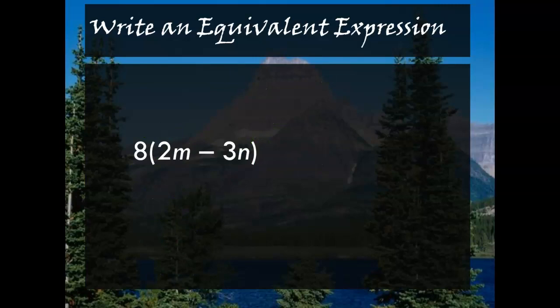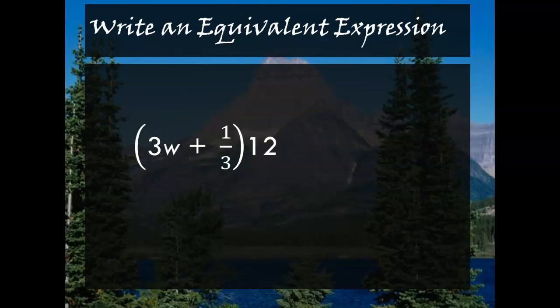In this example, we will multiply 8 times the quantity 2m minus 3n. Even though we have two variables and it is subtraction inside the parentheses, the distributive property works the same. We will multiply 8 times each term inside the parentheses to get our equivalent expression. 8 times 2m is 16m, and 8 times 3n is 24n. Our equivalent expression is 16m minus 24n.